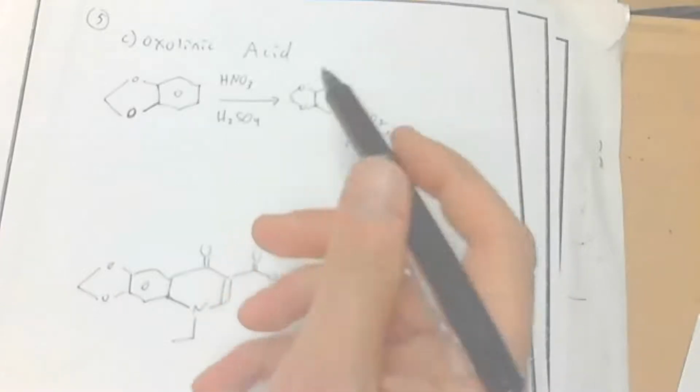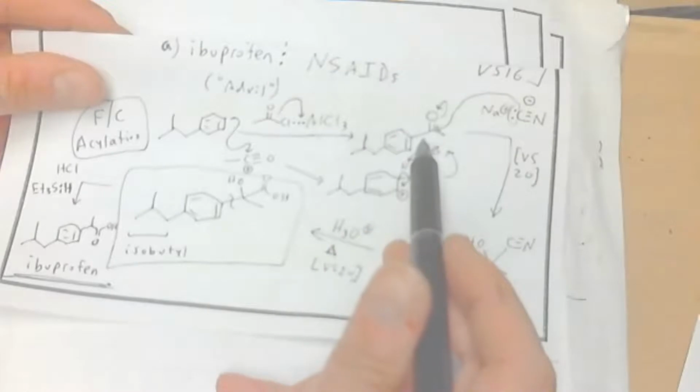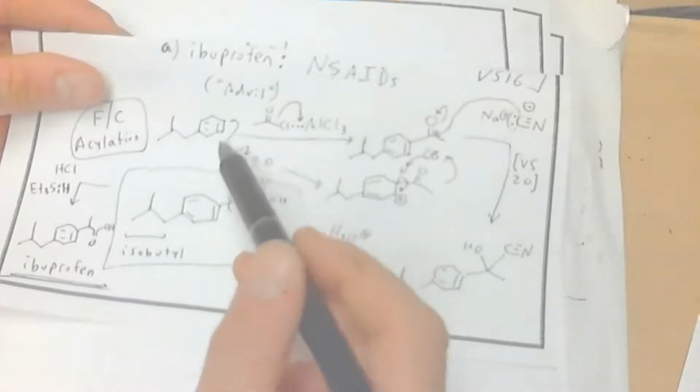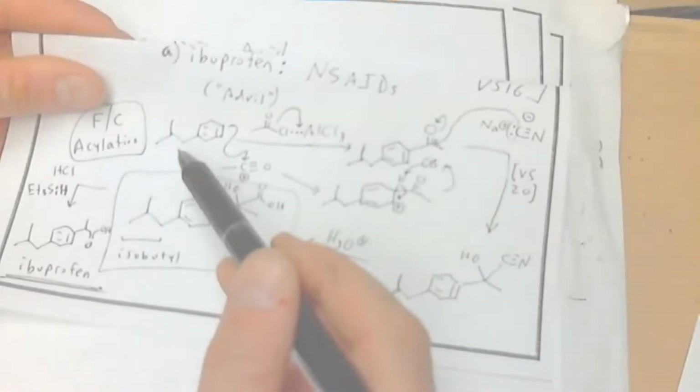Let's go back briefly to the ibuprofen, because the one thing I want to mention was, when we attached the ketone, why did the ketone go on the opposite side of the isobutyl group? What's that called? It's like a something director. Do you remember this stuff? Ortho-para director? It's an ortho-para director. That's right. This thing is an ortho-para director.